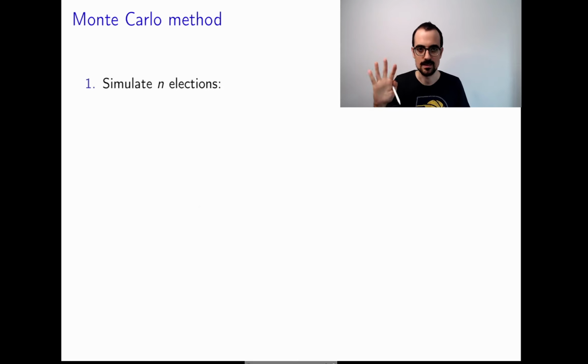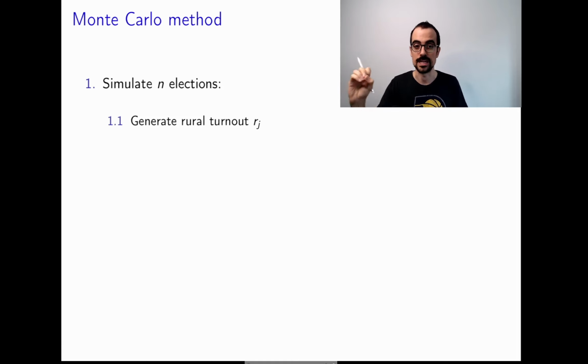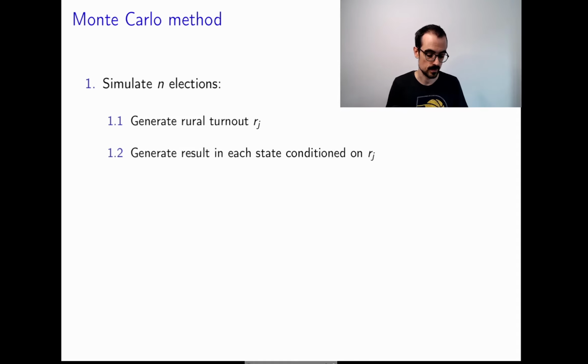So let's make it clear. What do we mean by just simulate here? According to an alternative model, we're going to simulate n elections. The first thing we need to do is to generate a rural turnout for all of the states. We're going to call that R_j for simulation j. j refers to the simulation we're running. So R_j, for example, is going to be equal to 0.6. Then we simulate the outcome in each of the states based on R_j. So we condition on, let's say, 0.6, and we generate the result in each state.